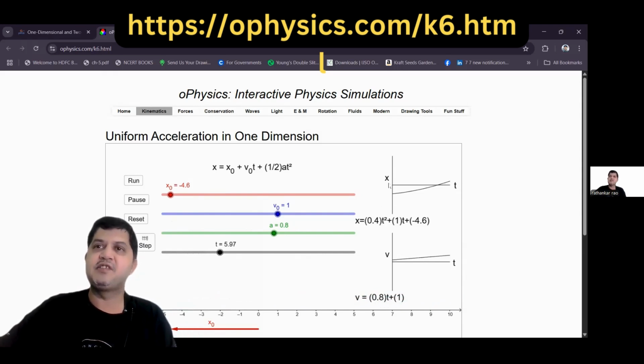And you can then ask the question, why do you get this negative intercept? What is the reason for this? How do you make this positive? When will it start with the origin, right? There are so many questions we can ask.